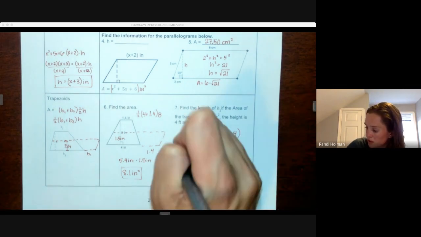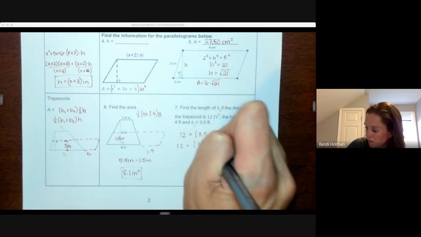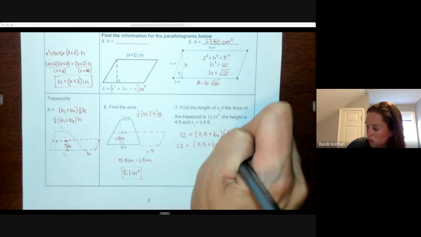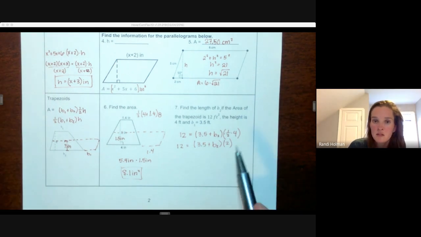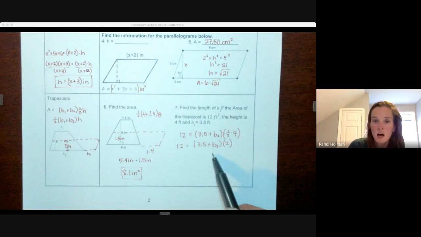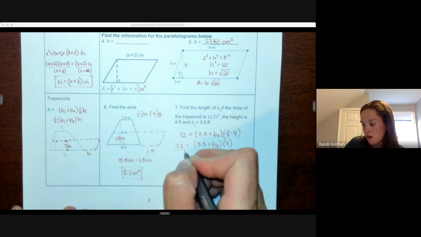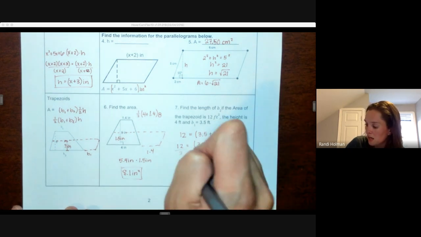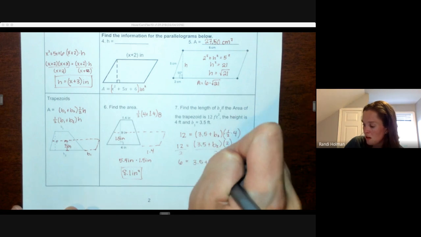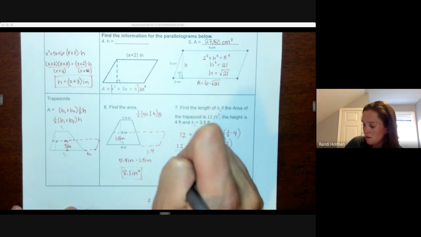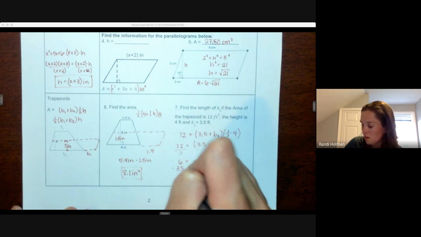Then we have two options here. We can distribute that 2. That would be one option, or we could divide out that 2. Since our goal is to get base 2 by itself, dividing off the 2 actually helps us get there a little faster. It's not wrong if you want to distribute it. You definitely can. So we get 6 equals 3.5 plus base 2, and then subtract 3.5. So base 2 equals 2.5.